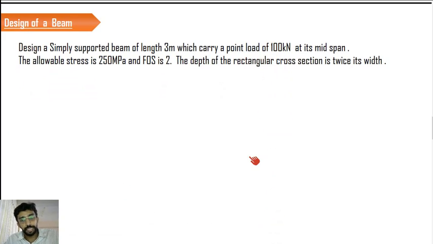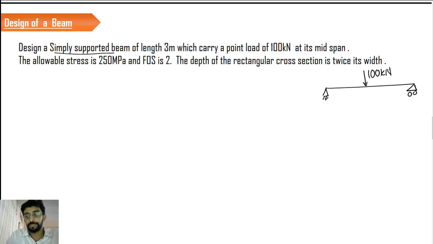Now comes the design. How will we carry out the design of a beam? Designing purely means finding the size of the cross section for the particular loading condition. So if we look here, it's a simply supported beam which carries a mid load of how much? 100 kN, and the span is 3 meter, right?